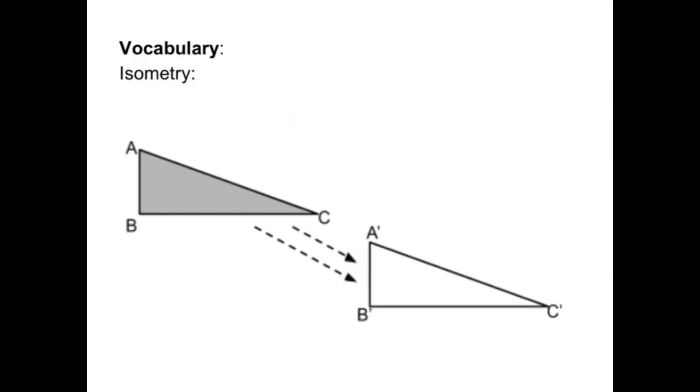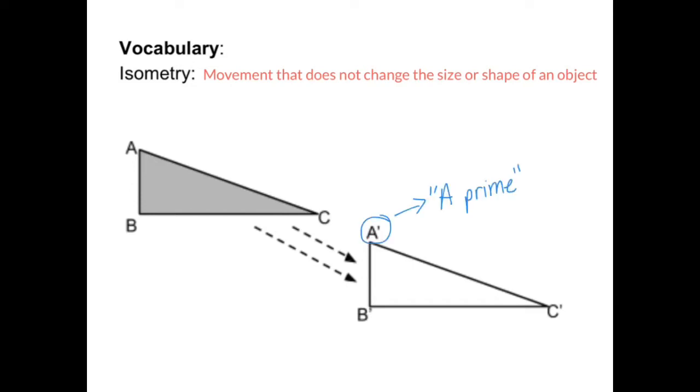Starting with some vocabulary, the definition of isometry is movement that does not change the size or shape of an object. Imagine triangle ABC simply sliding somewhere, up, down, left, right, it doesn't matter. Triangle ABC turns into A with a little apostrophe, B with an apostrophe. This is called A prime, B prime, and C prime. That apostrophe is pronounced as the word prime, and we use it to signify that it's the second one.